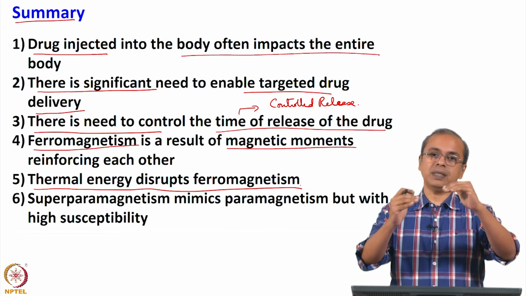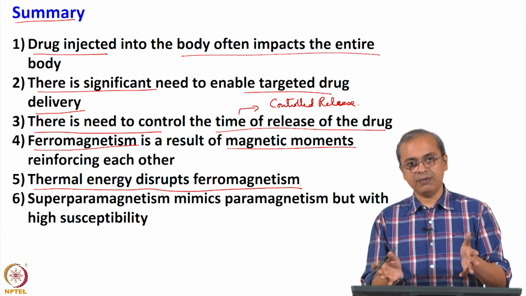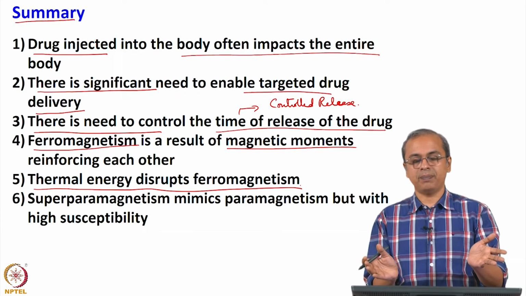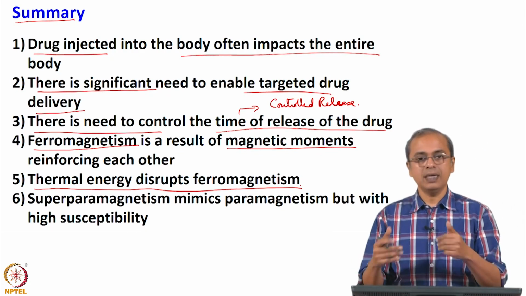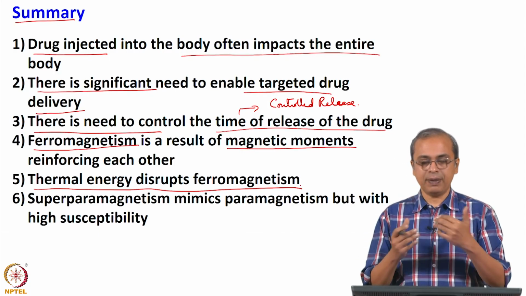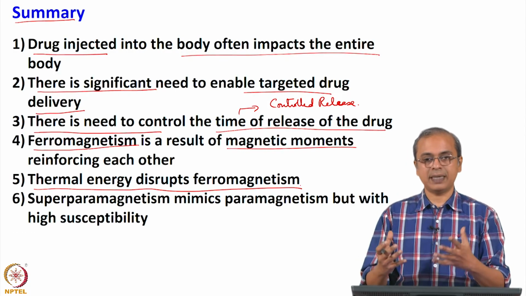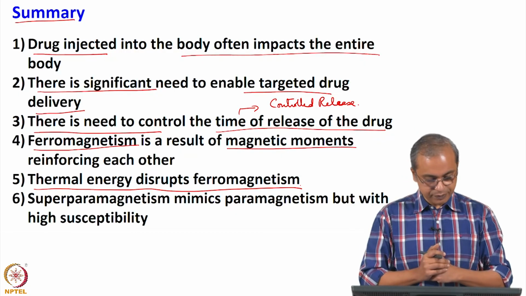If you raise the temperature high enough, you will have enough thermal energy to disrupt this magnetic orientation reinforcement, and the moments will become random. So, ferromagnetic materials may often lose their magnetism if you go to a high enough temperature.